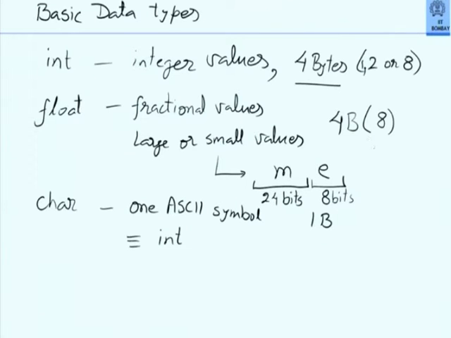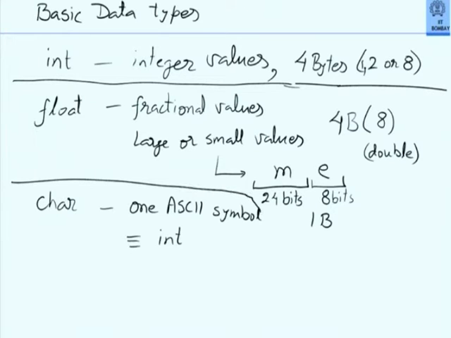Double is a version of float. So just as int has short or long, long int means 8 bytes, short int means 2 bytes. Similarly, double is a version of float. Double means it is a doubly wide float, so that float is 8 bytes. 8 bytes is how many bits? 64 bits. So what they do is in 64 bits, they extend the exponent from 8 bits to 12 or 16 bits, and all the remaining bits are used for mantissa. So the precision is much larger. If you have a 4 byte float, the precision is usually 6 to 7 decimal digits only, nothing more than that.